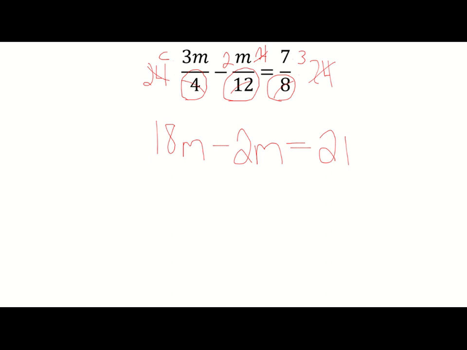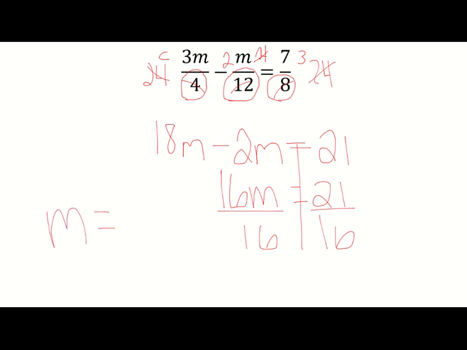So just by multiplying by what we call the least common denominator, that is how we get the fractions to cancel out. And then we have a much easier equation to work with. At this point, on the left-hand side, 18m minus 2m is 16m, just by combining my like terms. And then I would divide by 16. 16 does not go into 21 perfectly, and there is no number that goes into both 21 and 16. So my final answer for this problem would be m equals 21 over 16.